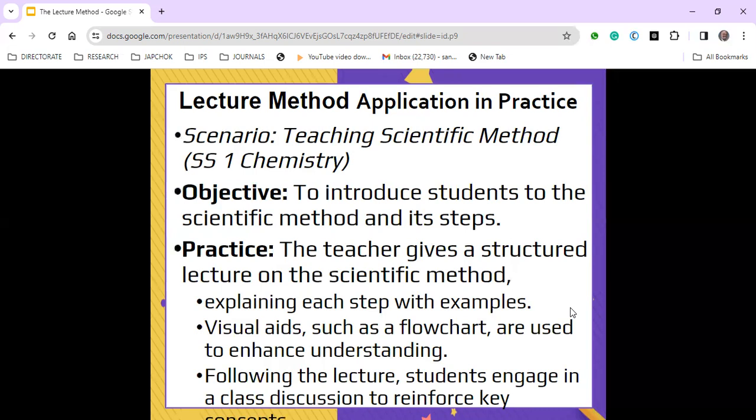The teacher may give a structured lecture on the scientific method. Of course, he has got his method. He outlines the scientific method. He then provides examples. He may use visual aids if he decides to. And sometimes he may engage the students in a class discussion.